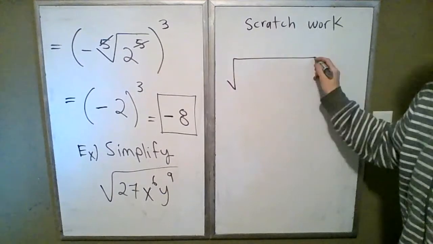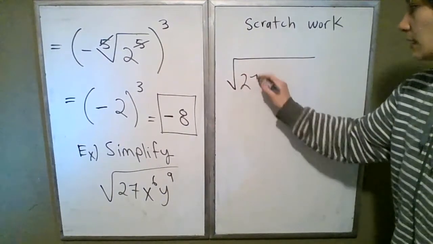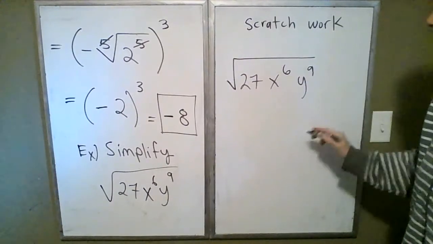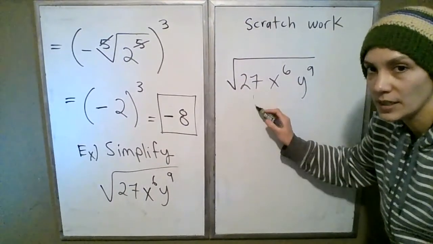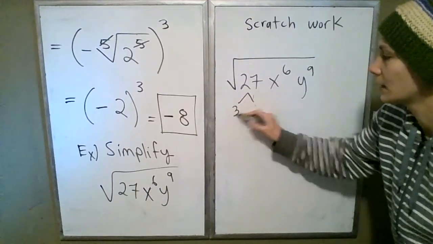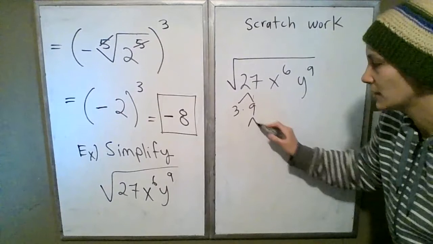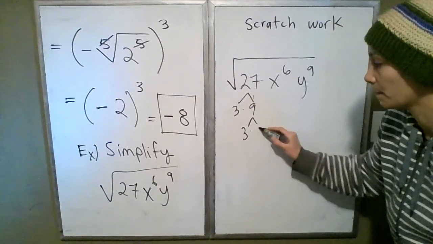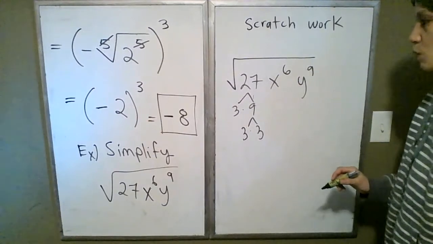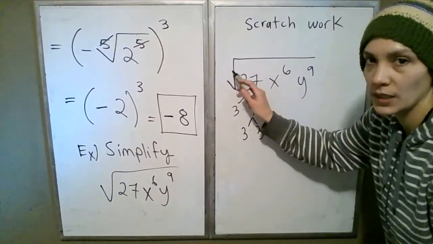We're taking the root of 27 x to the 6th y to the 9th, and then factor this number. It's 3 times 9, times 3 times 3. And there's no index here, it's a square root.